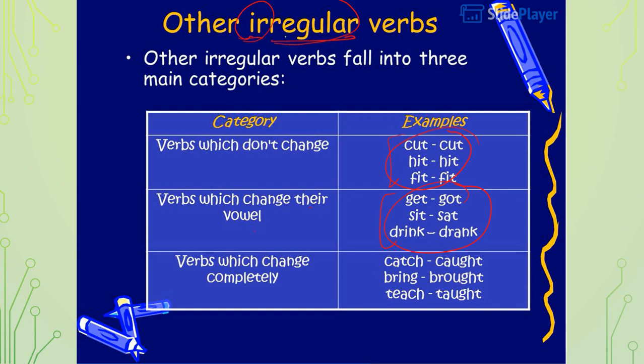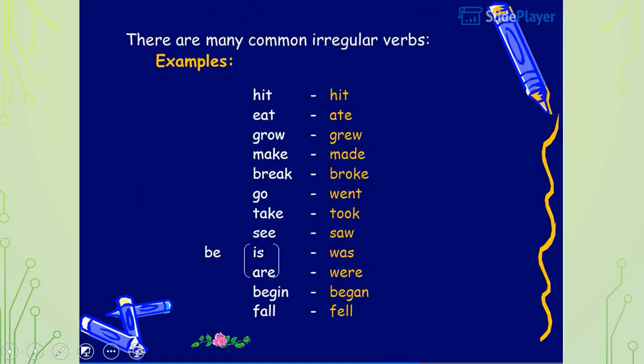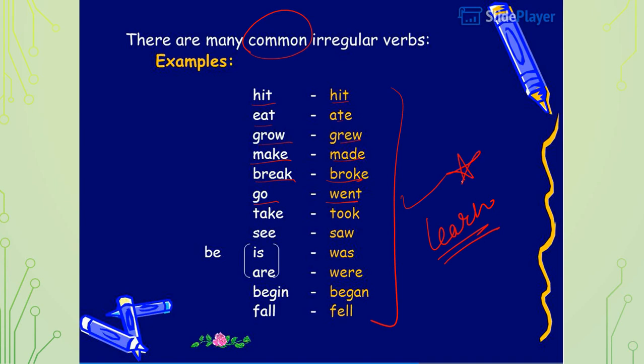They are not regular. Some verbs are there which change completely, like catch, caught. A completely new word is used. Bring, brought, teach, taught, like that. There are many common irregular verbs: hit, hit, eat, ate, grow, grew, make, made, break, broke, go, went. So all these are the common ones. Common ones at least you'll have to remember throughout your life. So this you'll have to learn. These common ones are very important. Learn them. Fall, fell, begin, began.